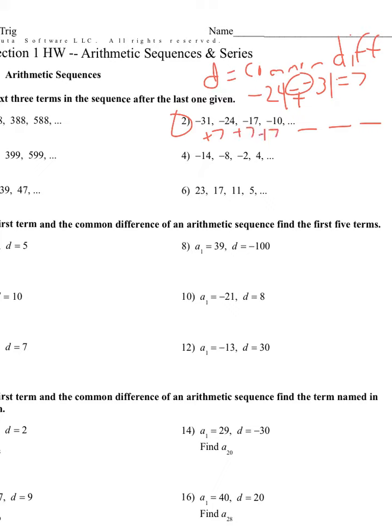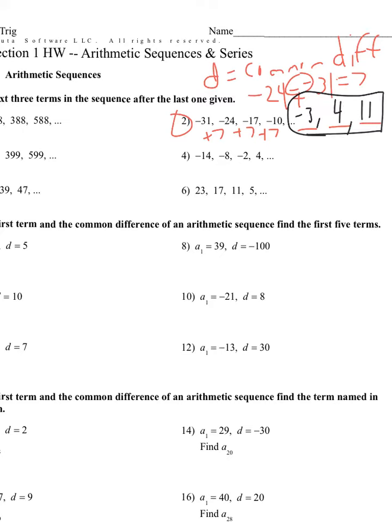So if I add 7 to negative 10, my next term would be negative 3. And my next term after that, if I add 7 to negative 3, I get 4. And if I add 7 to 4, I get 11. So these would be the next 3 terms after the last one of negative 10 that was given.